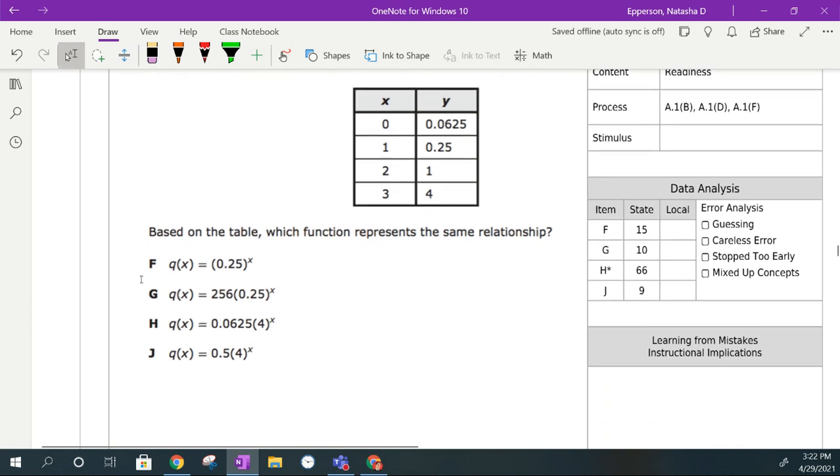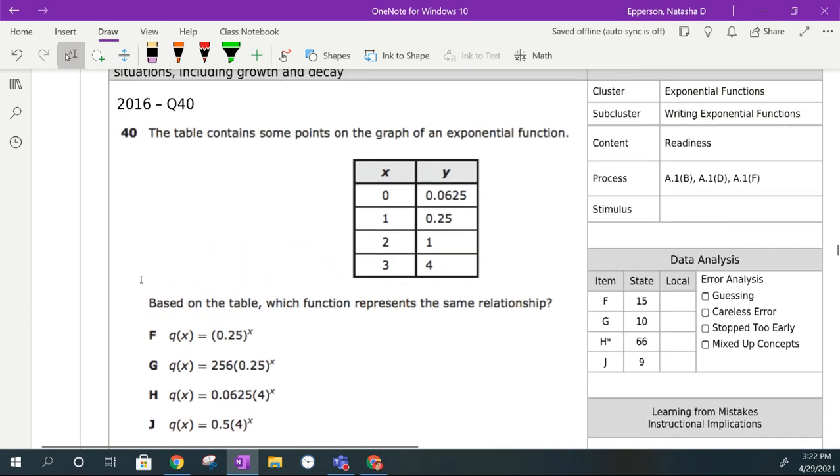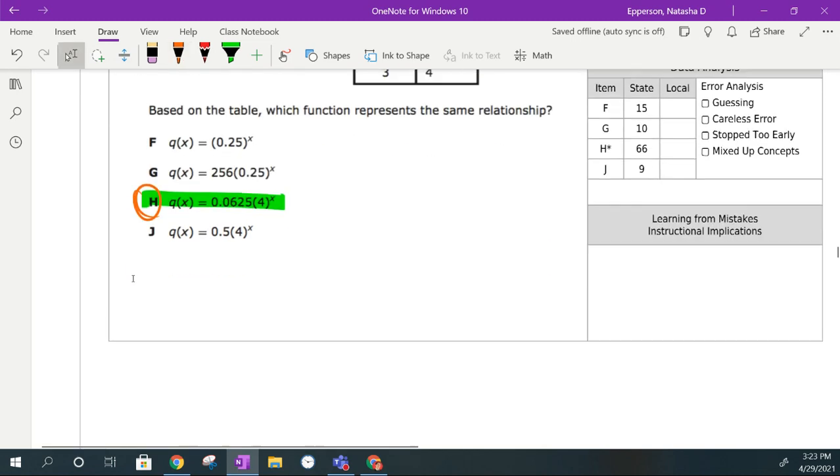All right, we are going to write the function, same relationship. I'm going to identify my y-intercept. So that answers my question right here. My A value is 0.0625, so my answer is H. It's that easy, you don't even need to go further.